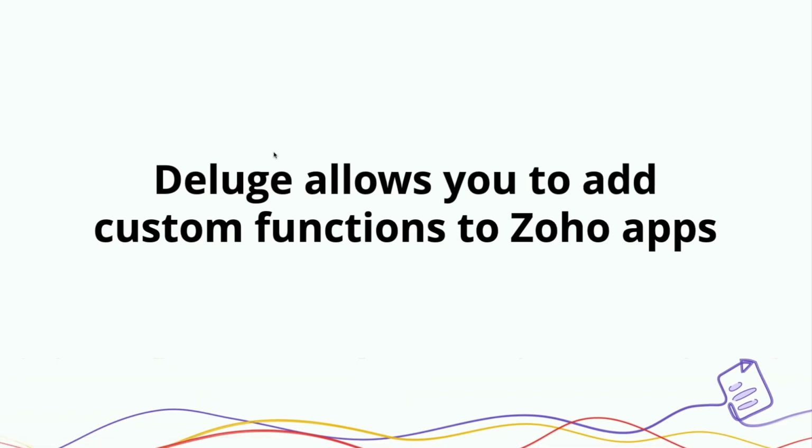So Deluge allows you to add what we call custom functions into Zoho applications. And custom functions really are just new things, basically, new actions that happen inside the application that are different from what it originally could do. And this makes a lot of sense, right? Because whenever you have an application, even if it works really, really well, it usually won't check off every single box on your wish list.